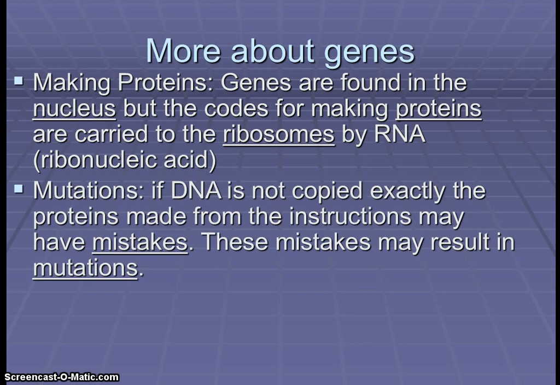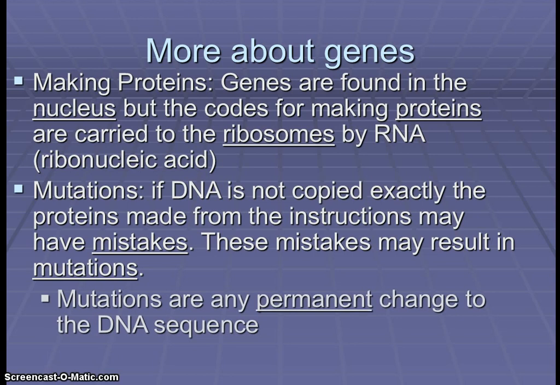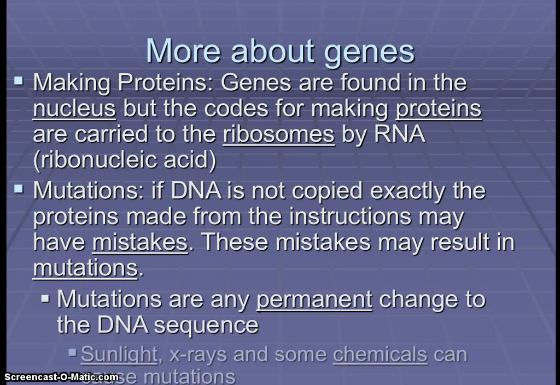Now, sometimes mutations can occur. Maybe the DNA isn't copied exactly, and if that happens, then any proteins made from those instructions will have mistakes in them. And these mistakes may result in mutations. One mutation would be uncontrolled cell division or cell growth, which can cause cancer. Mutations are any permanent change to the DNA sequence. Sunlight, X-rays, and some chemicals can cause mutations.